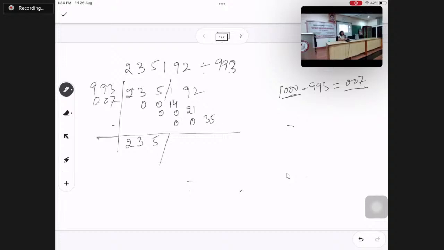Add 35 plus 2, 37. 21 plus 9 is 30. 14 plus 1 is 15. But here we have only 3 zeros, meaning the remainder should have only 3 digits. So we take the carryover. This is 7. 30 plus 3 is 33. 15 plus 3 is 18. So this is your quotient and this is your remainder.